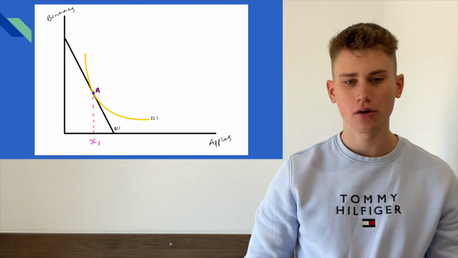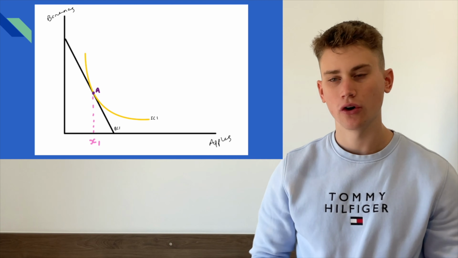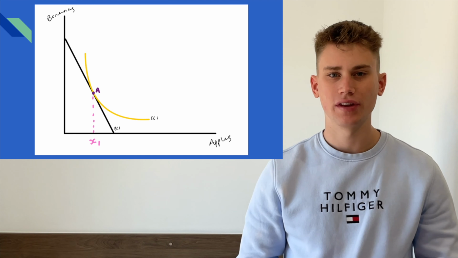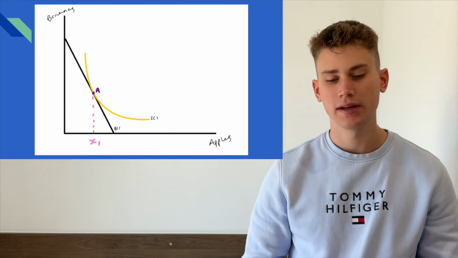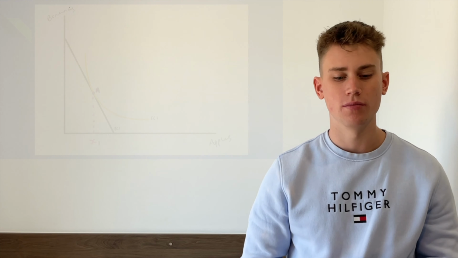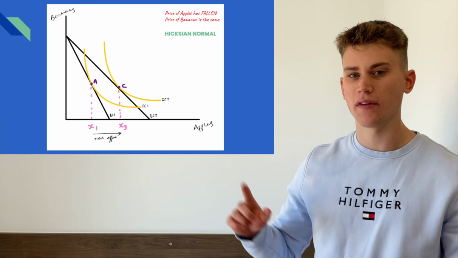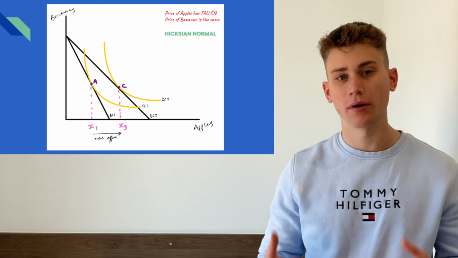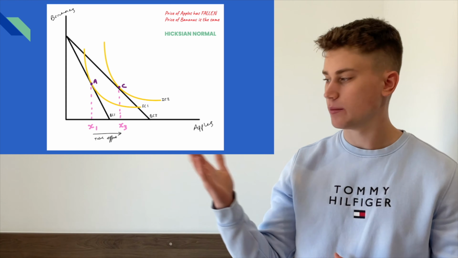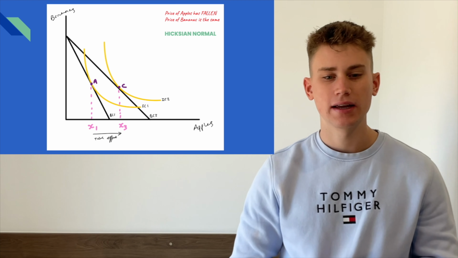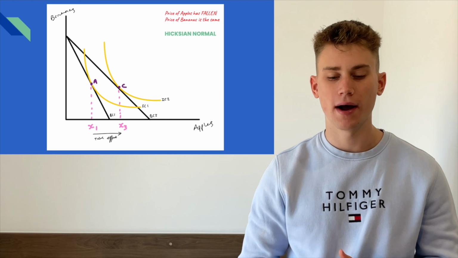We can see here on the x-axis we have apples, on the y-axis bananas, and you can see our budget line BC1, our yellow indifference curve IC1, and point A is where those two meet at x1. So if the price of apples were to fall, therefore we could buy more of them, and the price of bananas was held constant, you'd see the budget line shift outwards, and therefore we'd be able to purchase more apples.